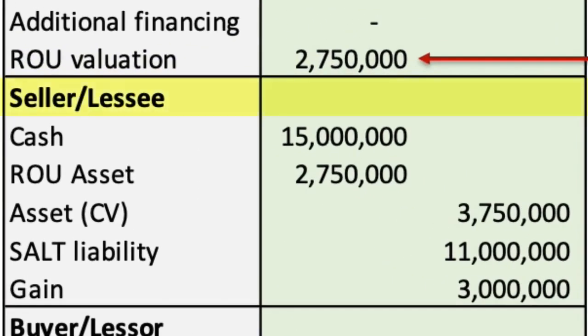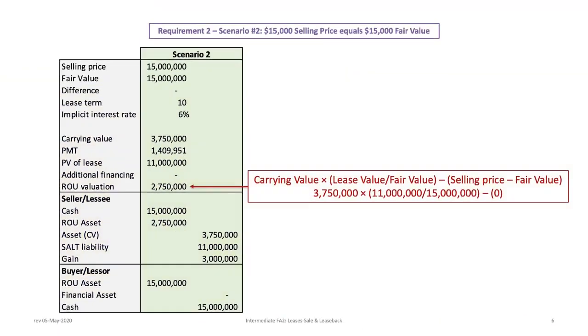For the seller lessee entry, we debit cash for the $15 million selling price. We debit the ROU asset account for the $2,750,000 calculated ROU valuation. We credit the asset's carrying value for $3,750,000. We also credit a sales and leaseback transaction, or SALT, liability account for the $11 million present value of the lease. We balance our journal entry with a $3 million credit to a gain on sale account. Note, the gain is still $3 million because the ROU asset is $3 million less than when the selling price was below the fair value.